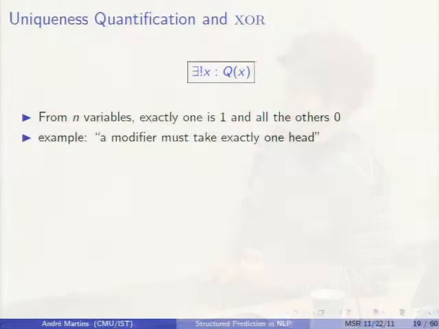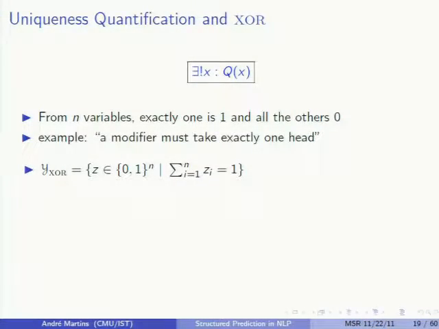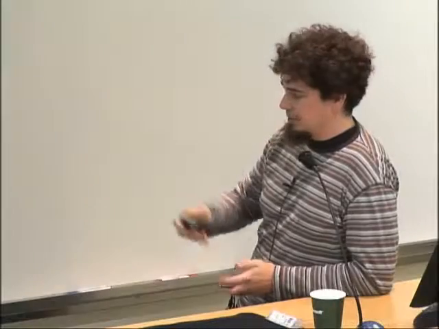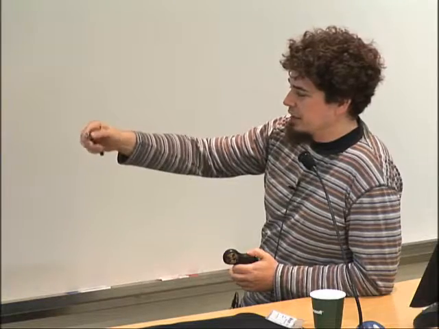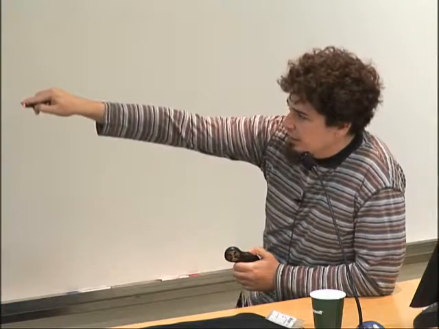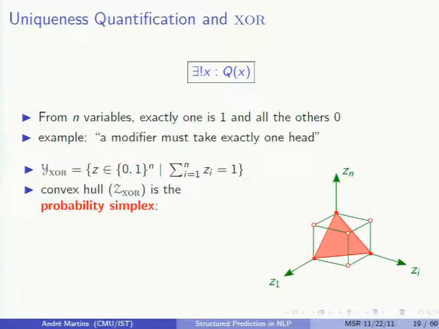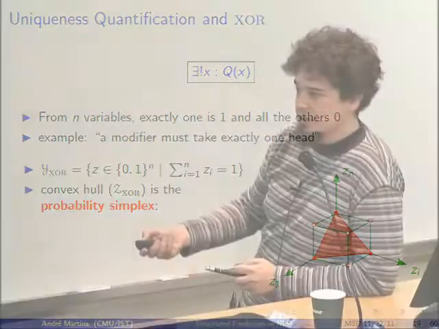All right, so the next example is uniqueness quantification. Suppose that you have a group of n binary variables. We require that exactly one of those variables can be 1, and all the others have to be 0. So this is like a selector of the variables. In that case, the output set for this subproblem is essentially any binary vector such that the sum is 1, right? And if you take the convex hull of that, it's just a probability simplex. And the Z step is just projecting onto the simplex.